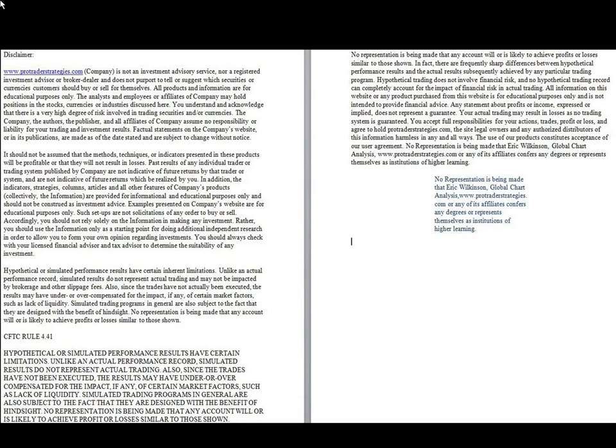Finally, there's the disclaimer right there. Please take a moment to go over that. I'm not trying to get you guys to do these trades that I just talked about. We are just using these as examples for you folks to learn.